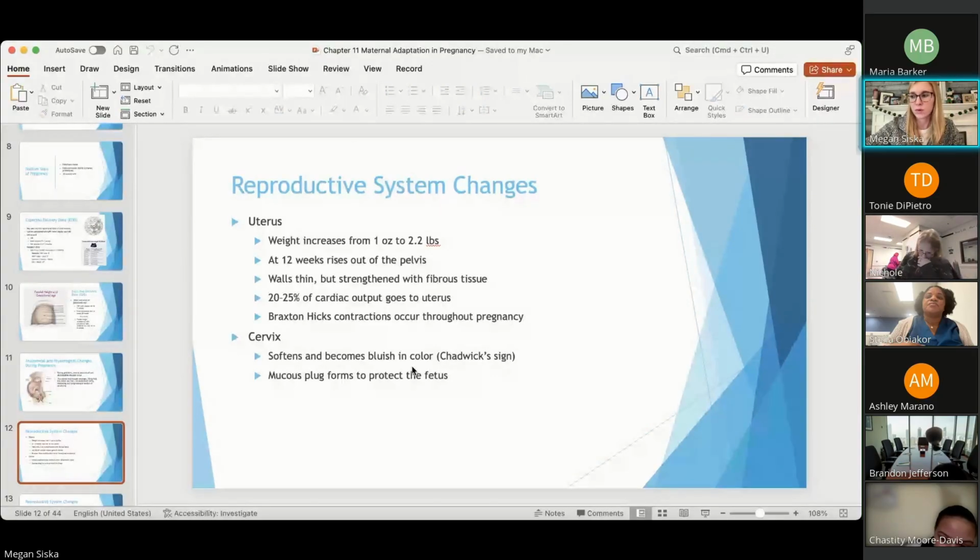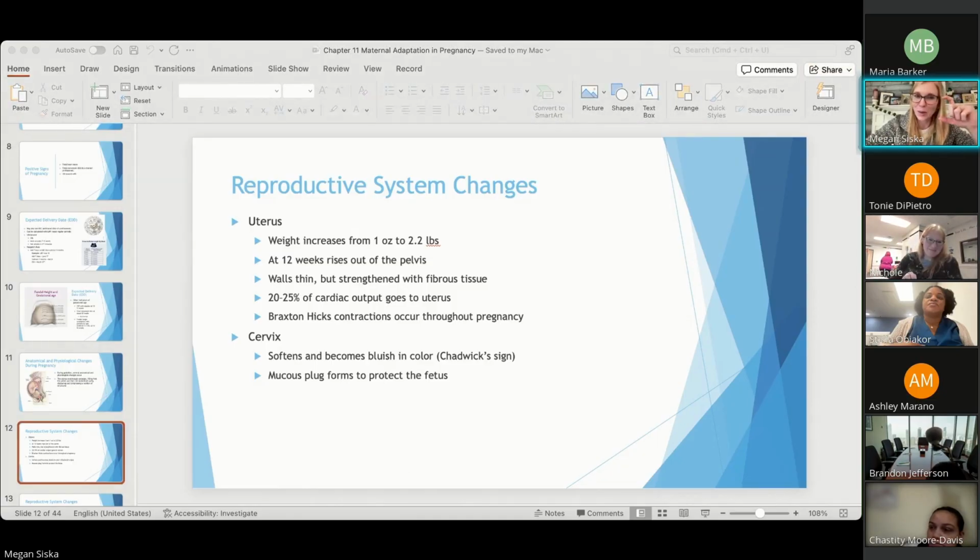A lot of times women will experience more of those if they're dehydrated because the uterus is a big muscle and muscles need a lot of hydration or else they get crampy. The cervix, so we talked about Chadwick's sign with all those new blood vessels. So the cervix can soften and become kind of bluish in color. We start to form a mucus plug, which is just as disgusting as it sounds. It's a big old hunk of mucus that sits right in there and plugs up the cervix, and it helps to keep bacteria out from the baby. So it's a plug and it's mucus. It's gross, but we're thankful for it.